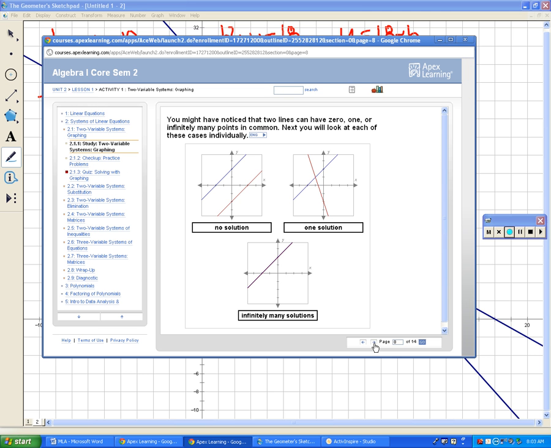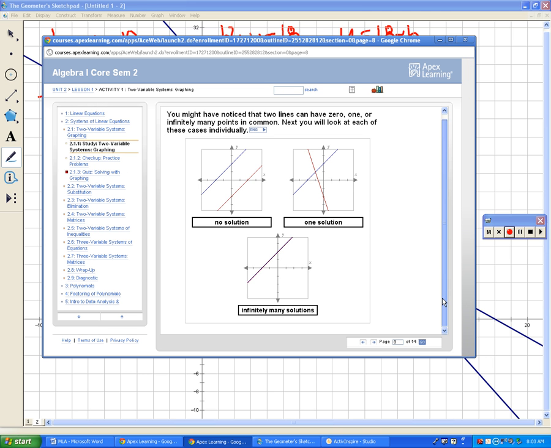Let's see what else we got going. Oh, okay. Then you need to understand that depending on how the lines are graphed, you could have some different answers come up. If they cross once, which is what happened in the last two examples that we did, that means there's one solution to the problem.